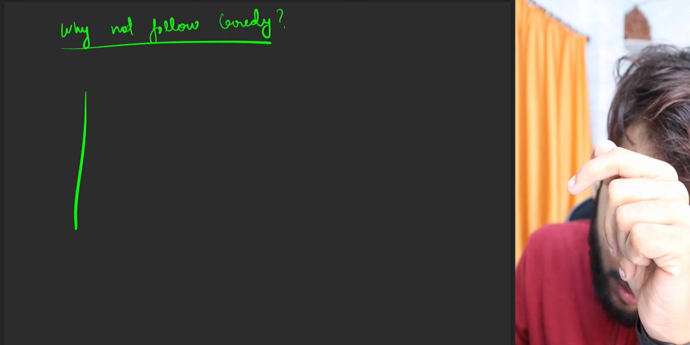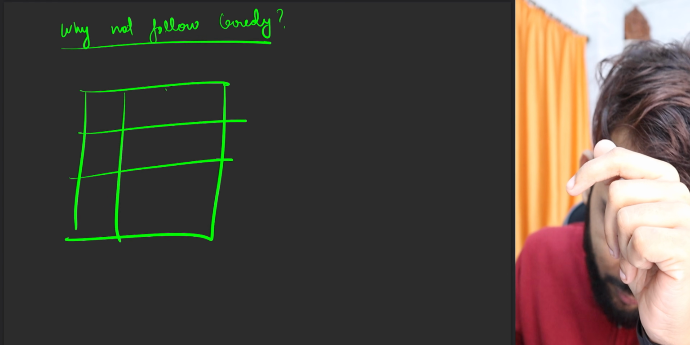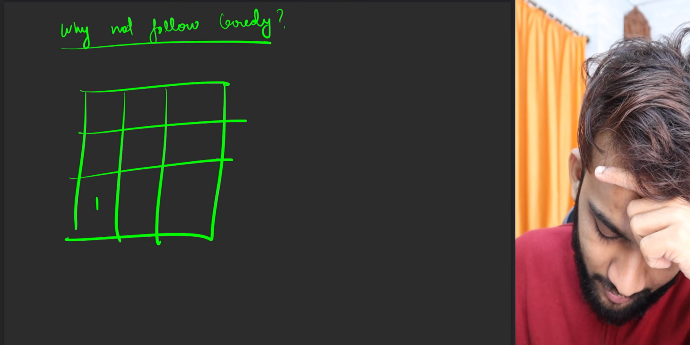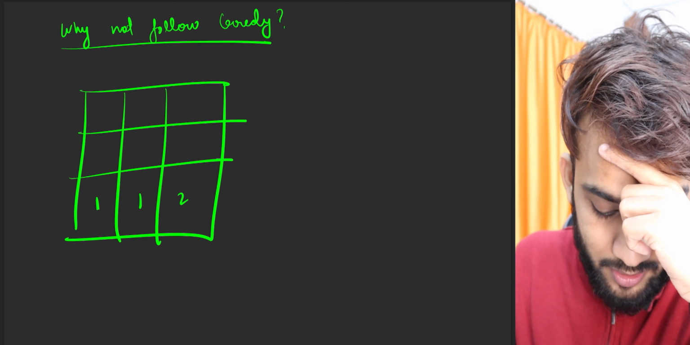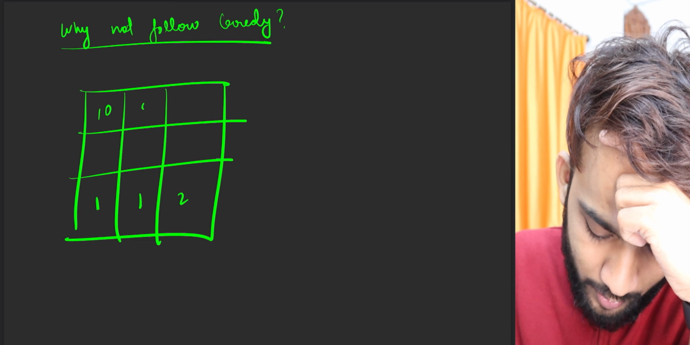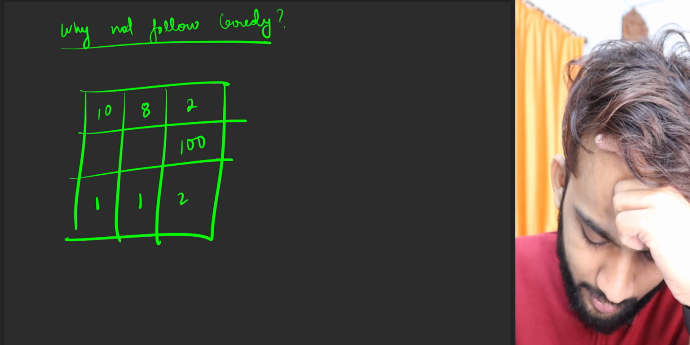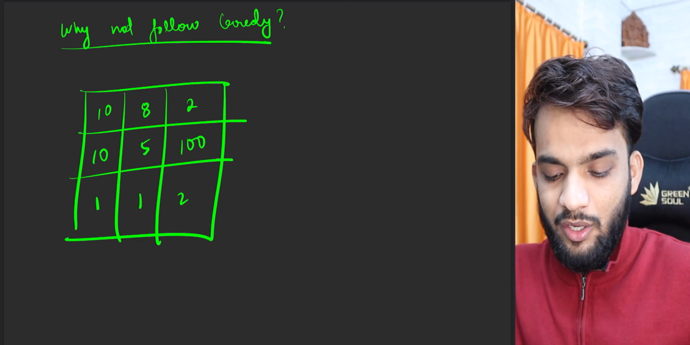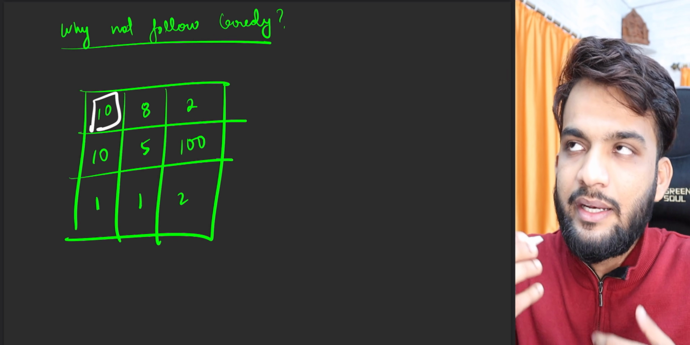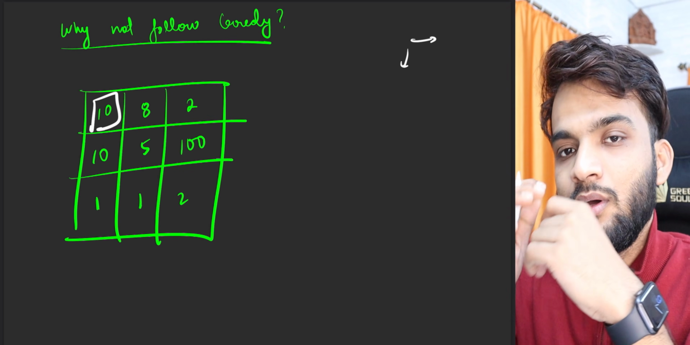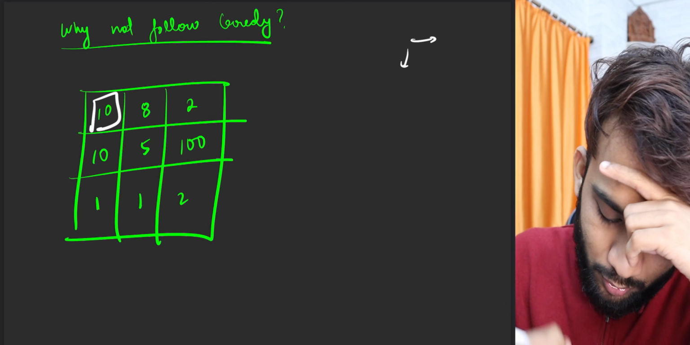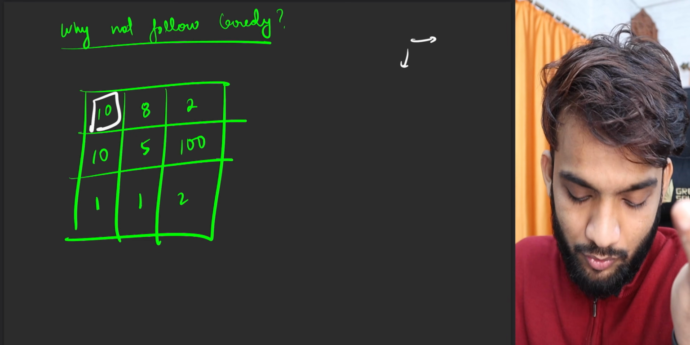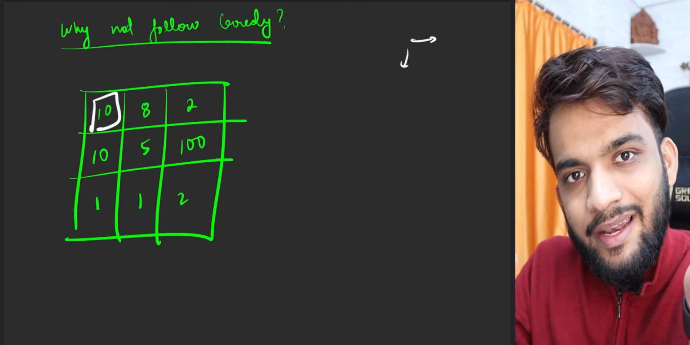So imagine I give you a grid, something like this. I'm over here having 1, 1, 2, and over here I'm having a 10, and assume I'm giving you 8, I'm giving you 2, I'm giving you 100, and over here I'm giving you 5, and over here something like 10. Now if you start greedily from 10, you can move right or you can move down, right? So either you can move to 8 or you can move to 10, but the greediness will say, let's move to 8 because it will give you a lesser cost path.